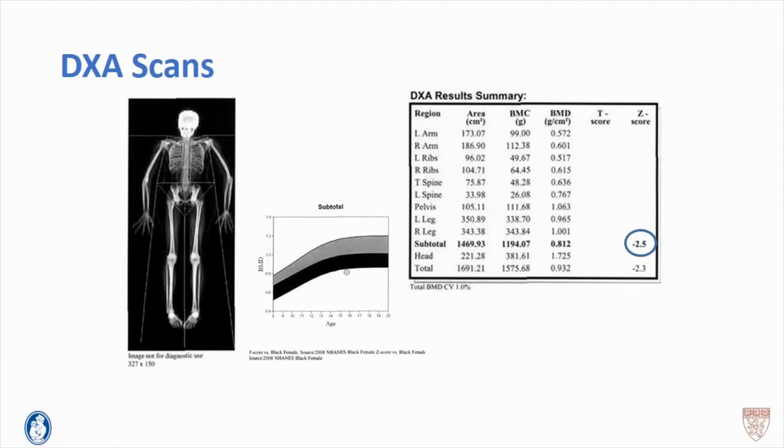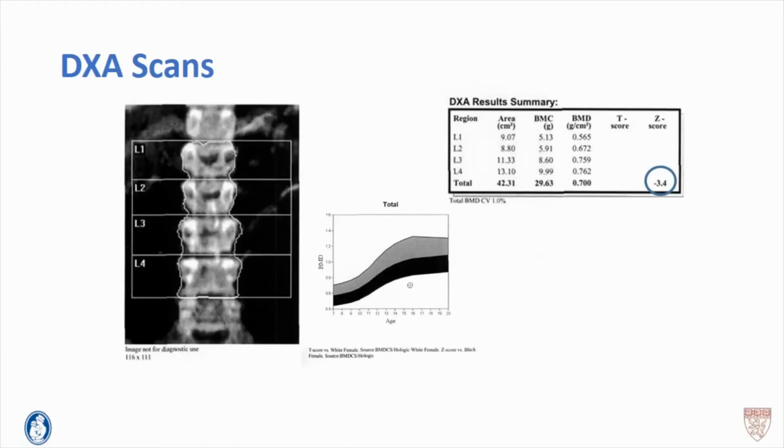The spine is a different type of bone called trabecular bone that's metabolically active. So we look at both and we track each over time. There's the spine, -3.4. And this is what's classic. Again, the more metabolically, hormonally responsive spine is lower than the stronger cortical bone.